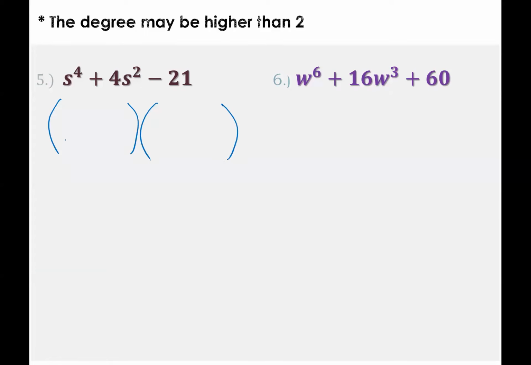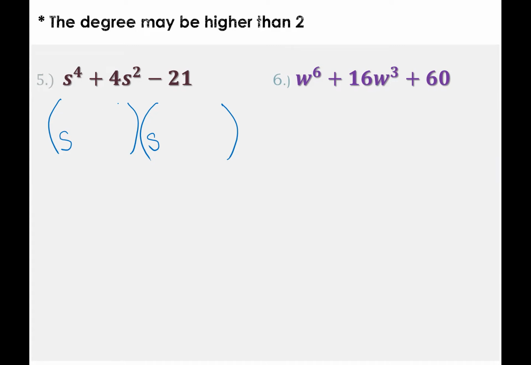Instead of s times s, which might be what you'd normally be thinking of here, s times s doesn't work because that's not s to the 4th. Instead, take this exponent of 4, you're essentially cutting it in half. So you're splitting it apart equally.